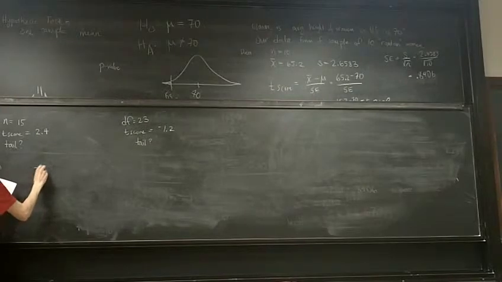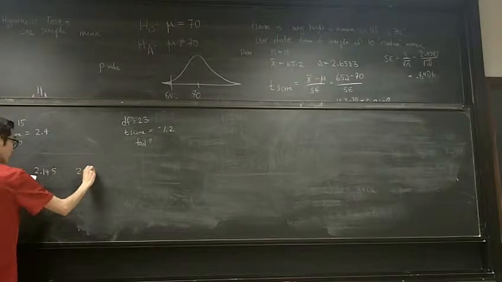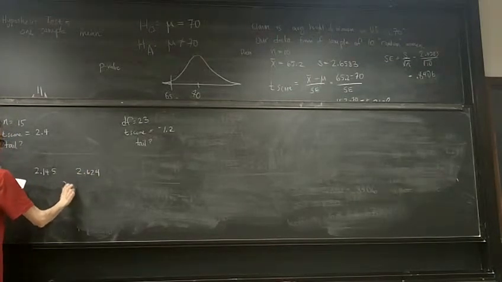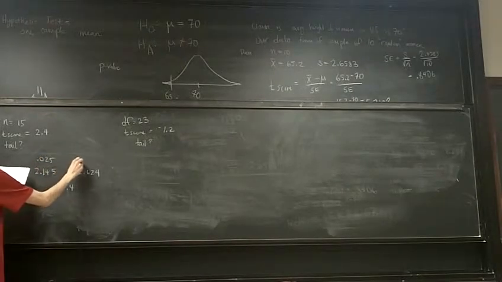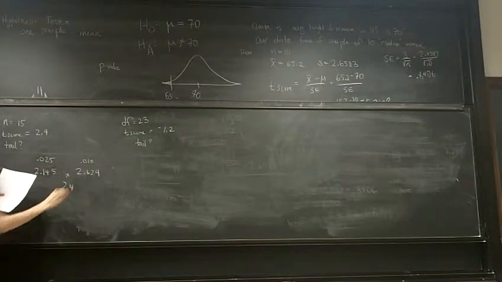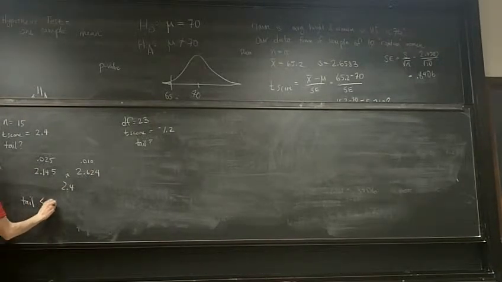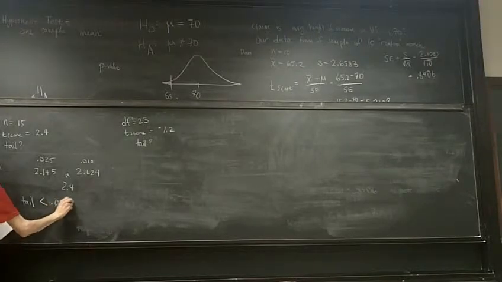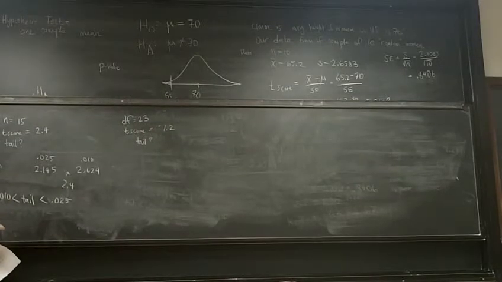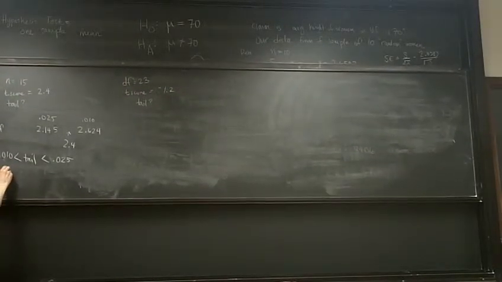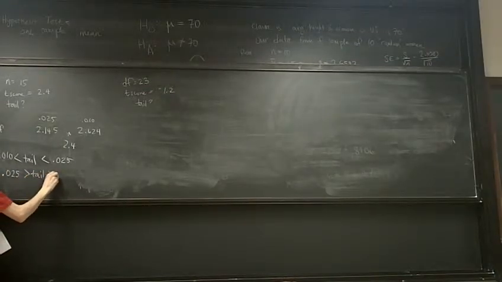The two closest numbers are 2.145 and 2.624, right? 2.4 fits in between here and here. This corresponds to a tail of 0.025, and this corresponds to a tail of 0.010. So my tail, I don't know exactly how much it is. I do know for sure it's less than 0.025 and more than 0.010.